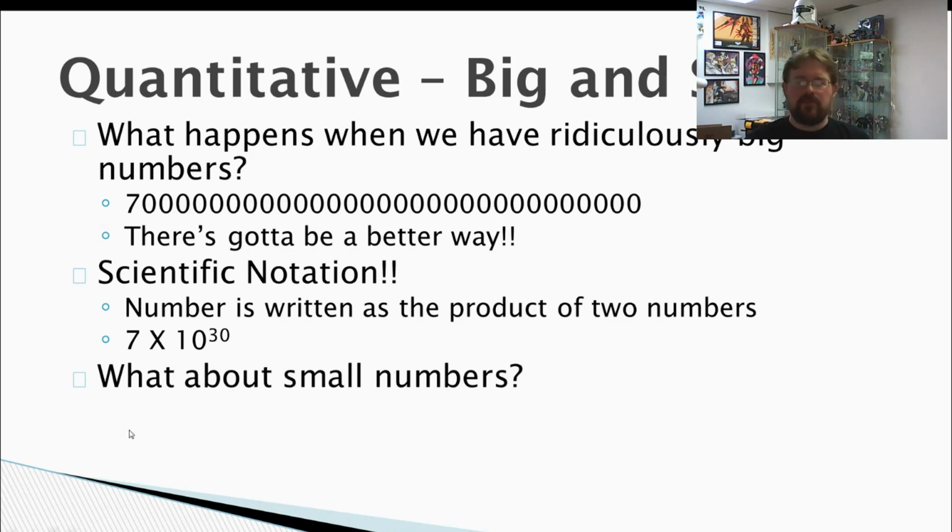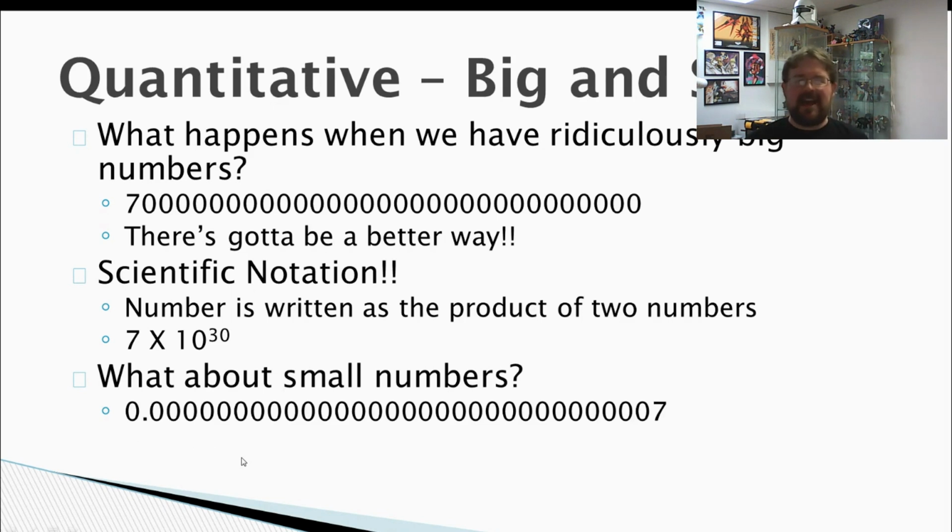What about really small numbers? What do I mean? Like written really small? No, I mean big decimals like that. That is a really tiny number when you think about it. It's 0.000, a lot of zeros, 7. Can we do that? Well, yeah, we can do the same thing. 7 times 10 to the negative 30th. Why negative 30? Because that decimal has to move 30 places, but we'll talk about that.